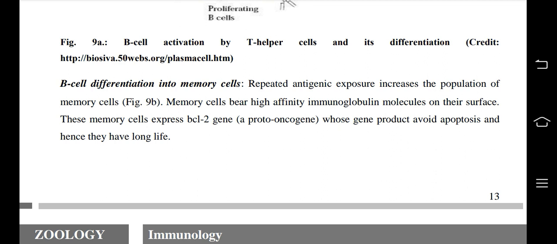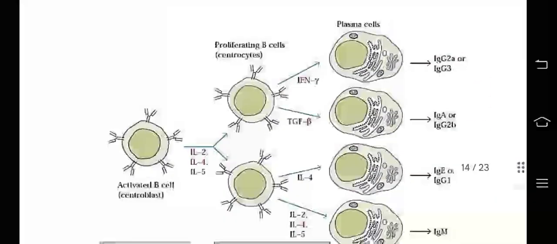B cell differentiation into memory cells. Repeated antigenic exposure increases the population of memory cells. Memory cells bear high affinity immunoglobulin molecules on their surface. These memory cells express the BCL2 gene, a proto-oncogene whose gene products avoid apoptosis, and hence they have a long life.